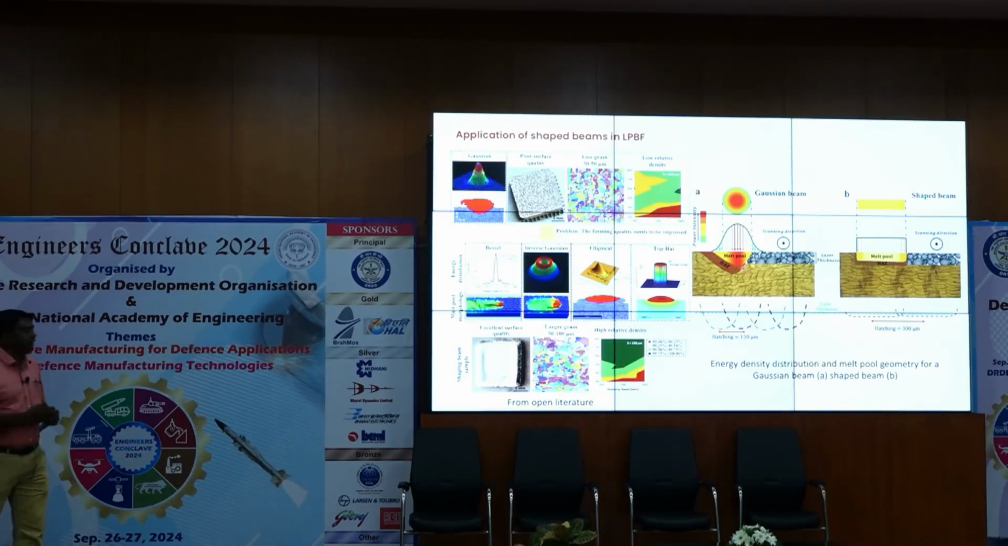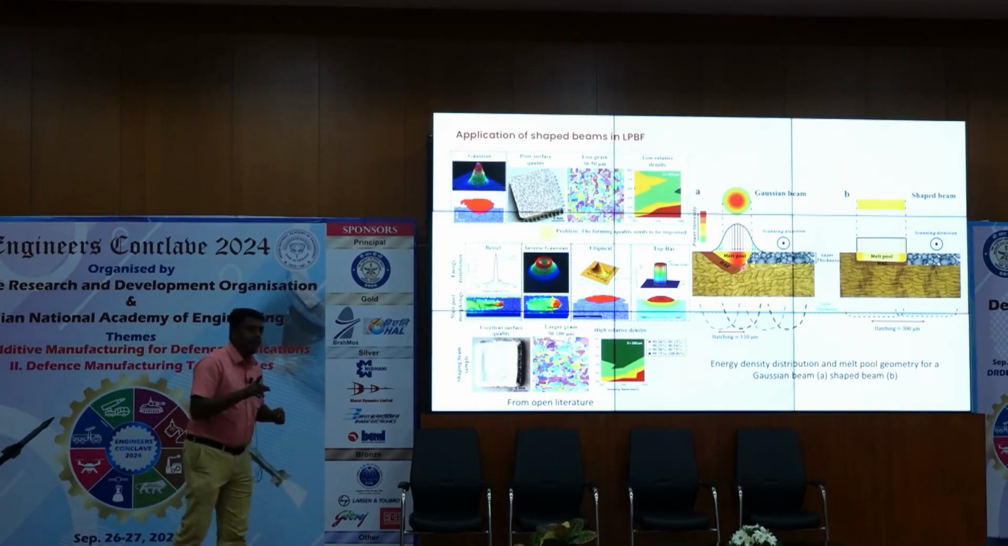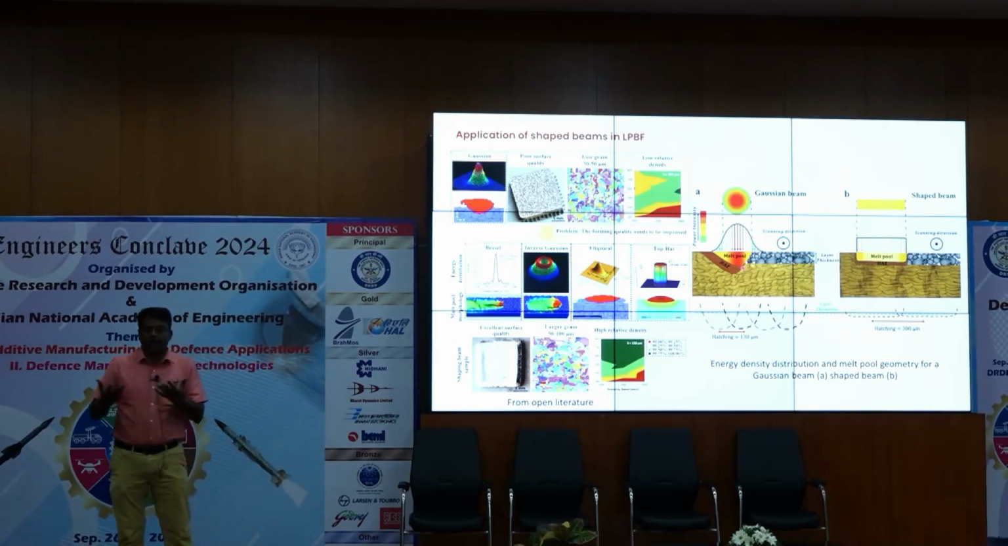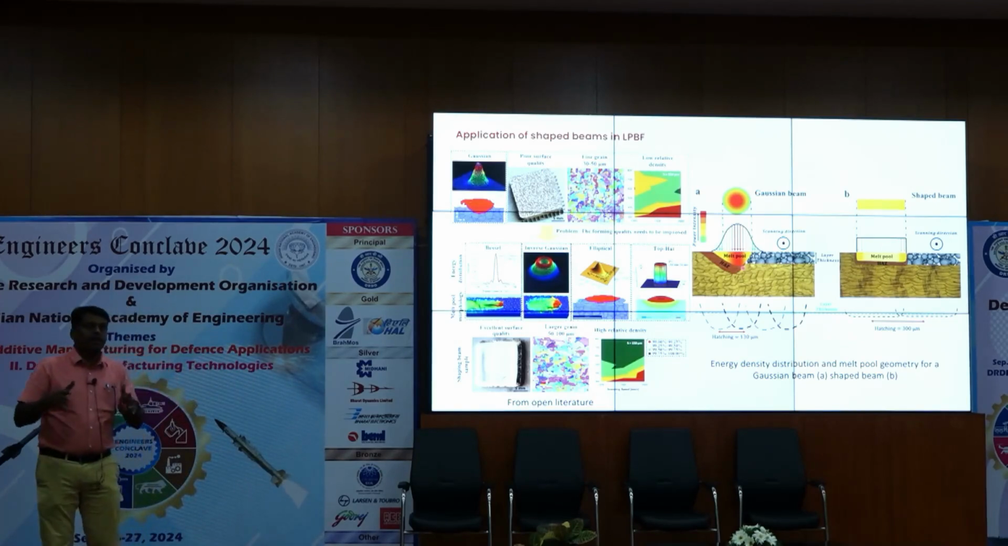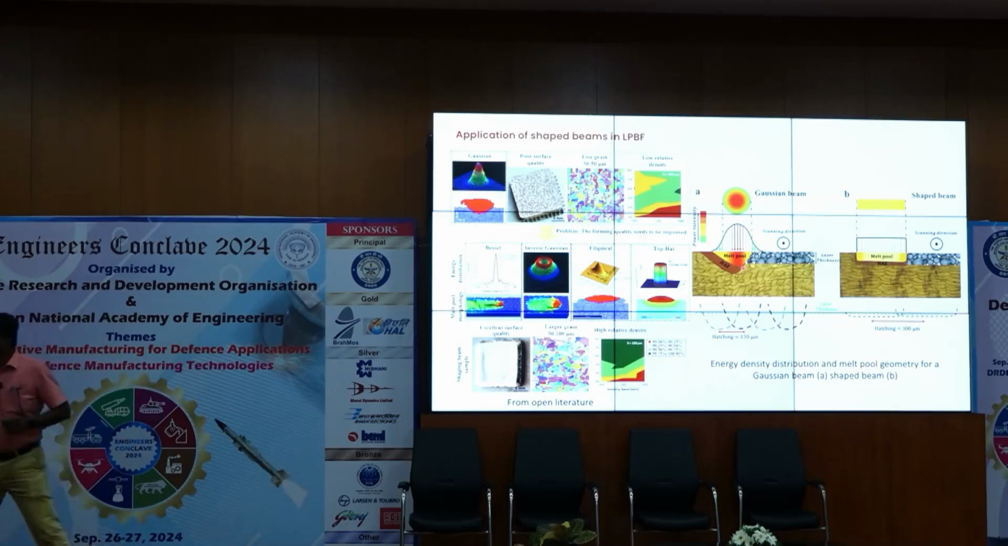Okay, so it will be entirely different. For the same average power, you may be melting in a keyhole mode with a Gaussian beam, whereas with a flat profile you will be melting in a conduction mode. So we can melt at faster rates with minimized keyhole-induced porosity. Okay, so how do you do that?